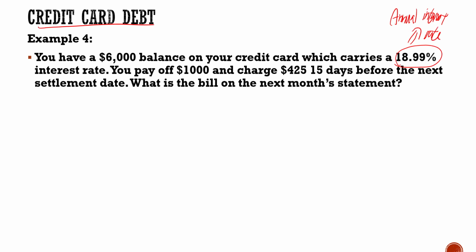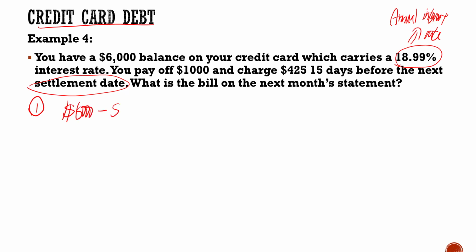You pay off $1,000 and charge $425 15 days before the next settlement date. Settlement day is like statement date, right? What is the bill on the next month's statement? So the bill comes from 3 sources. First source is unpaid balance from $6,000. So it will be 6,000.